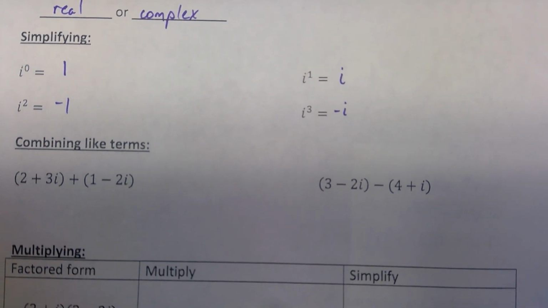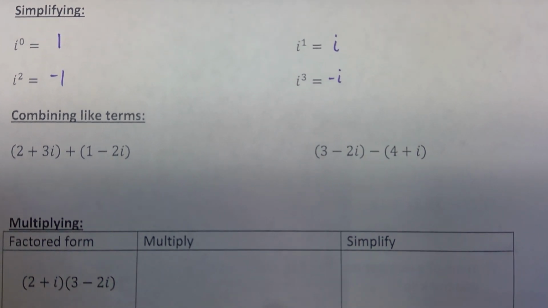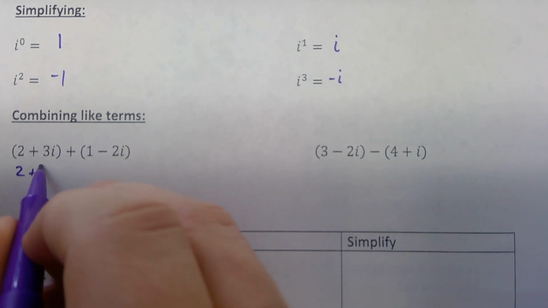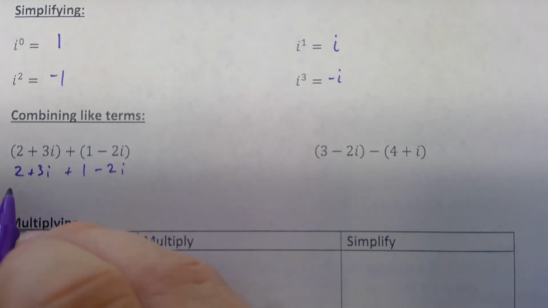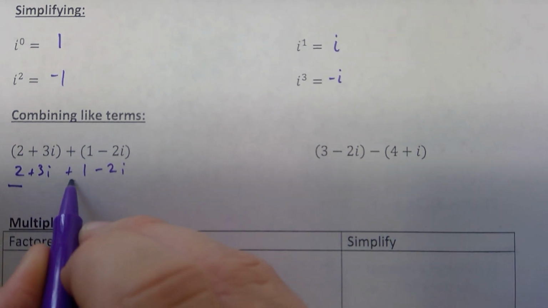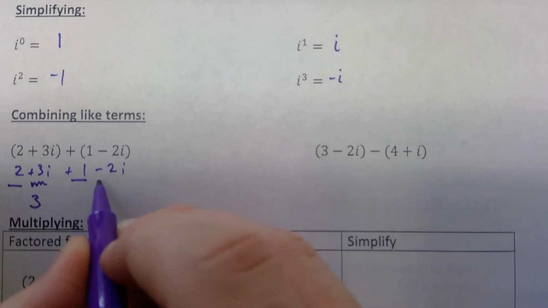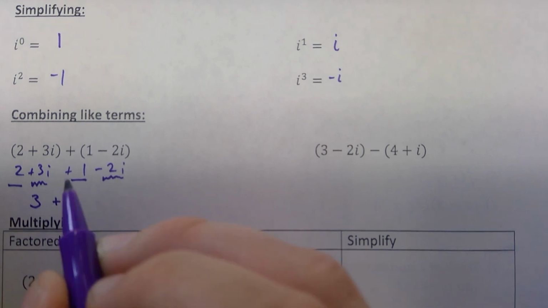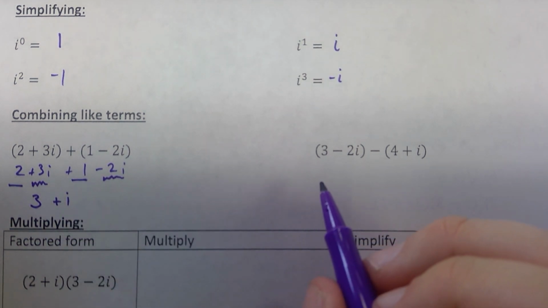Combining like terms: when we combine like terms here, it's going to work just as a regular variable would. With parentheses and addition, we don't really need them, so we can say 2 plus 3i plus 1 minus 2i. So we've got our numbers: 2 plus 1 is 3. In our i's, we have 3 i's, we take away 2 i's, so we have positive 1 i.